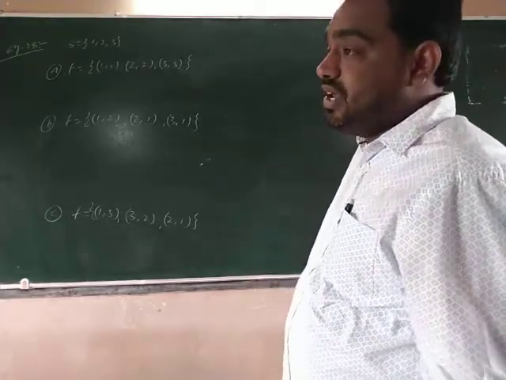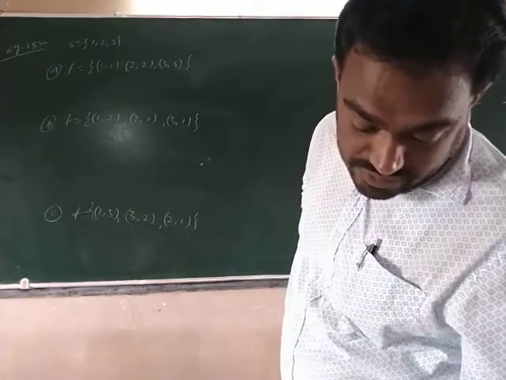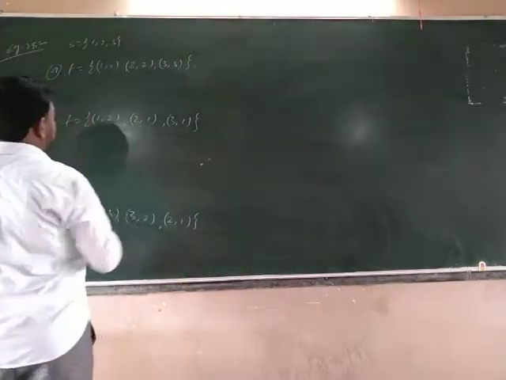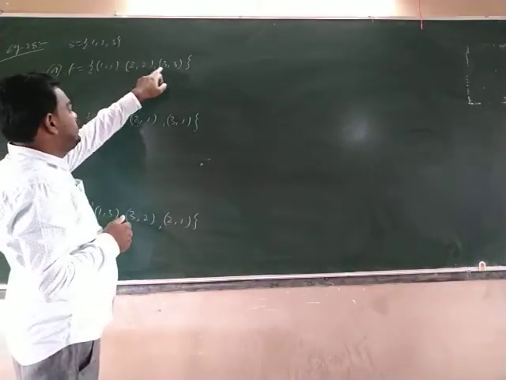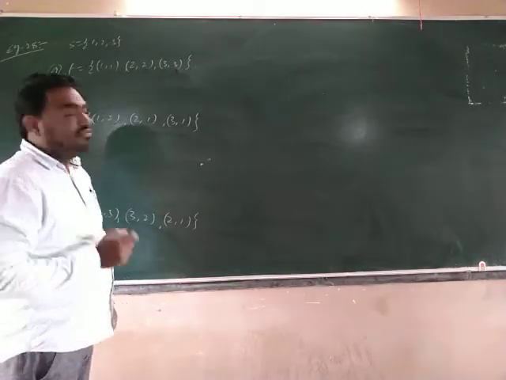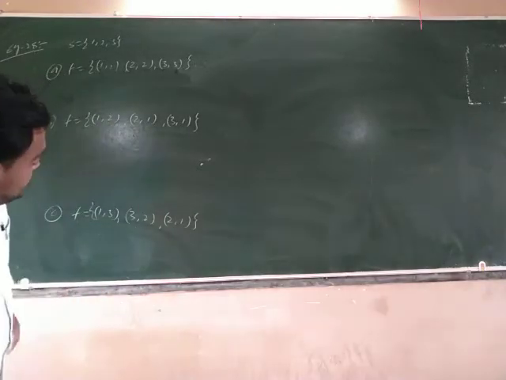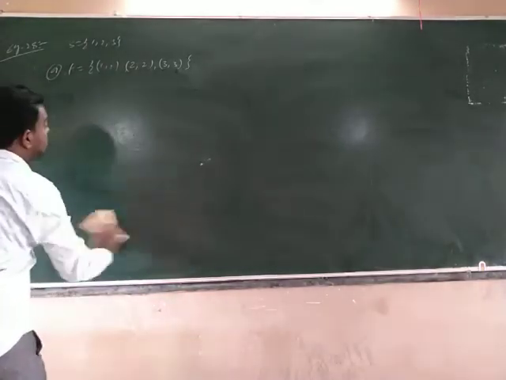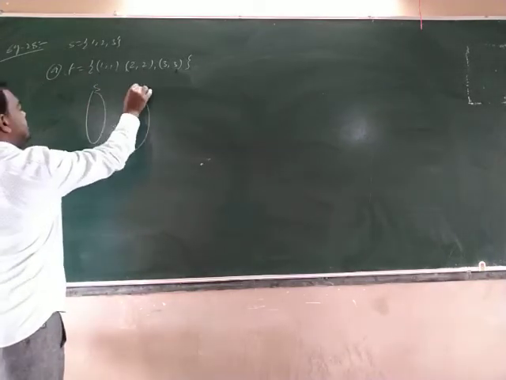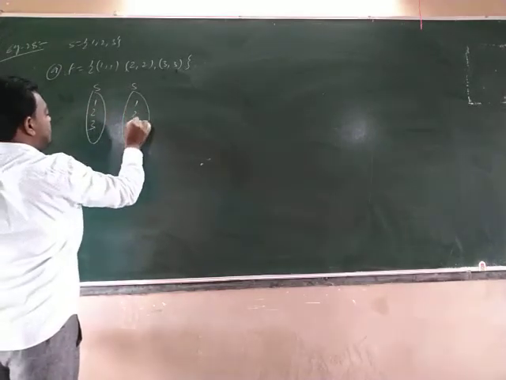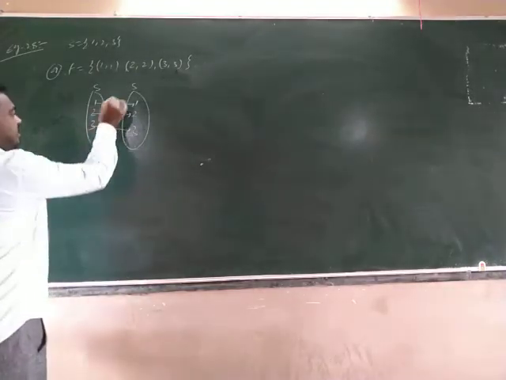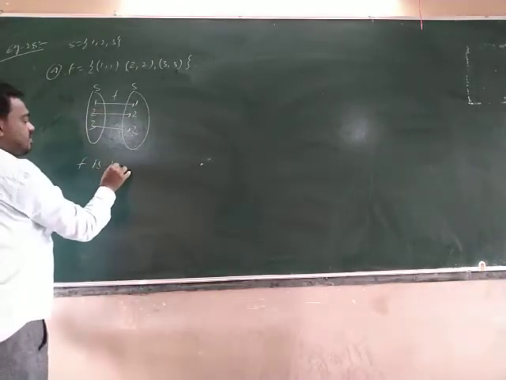If it is invertible, you have to find the inverse of the function. You see here, the image of 1 is 1, the image of 2 is 2, the image of 3 is 3. That means every element has a unique image. Through an arrow diagram you can easily understand this. This is from S to S only: 1, 2, 3 and 1, 2, 3. 1 is related to 1, 2 to 2, 3 to 3. So clearly this function f is a bijective function, right?